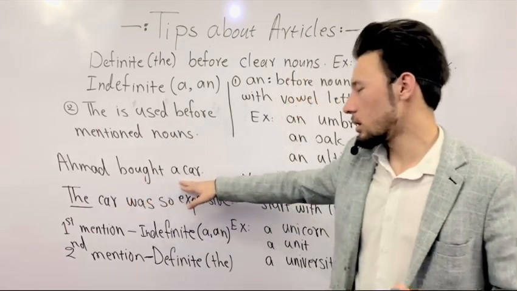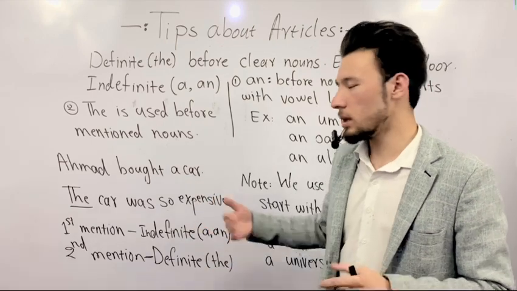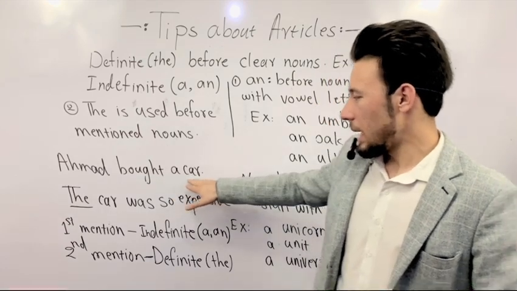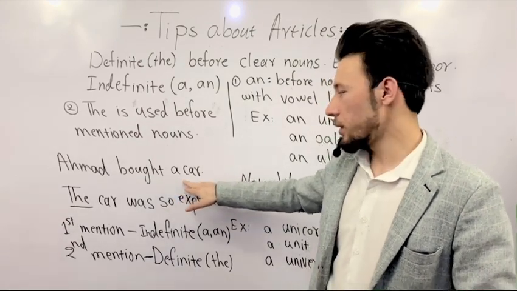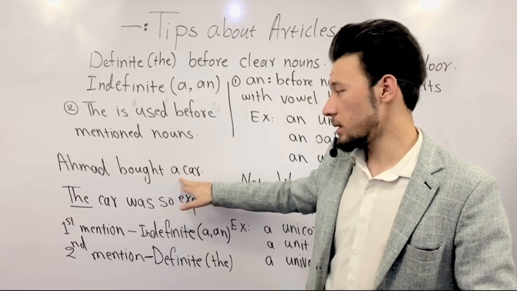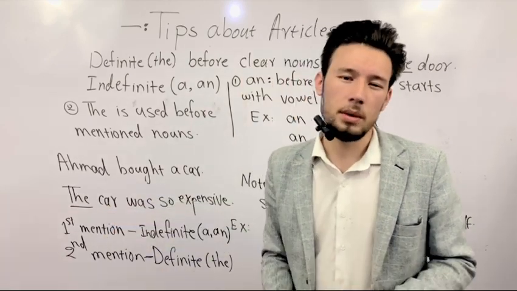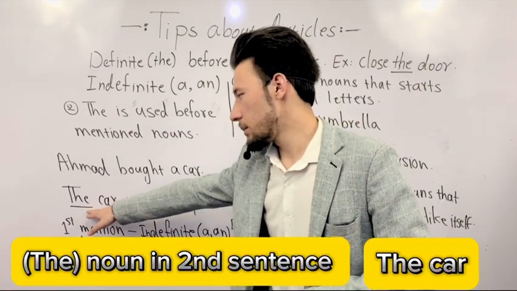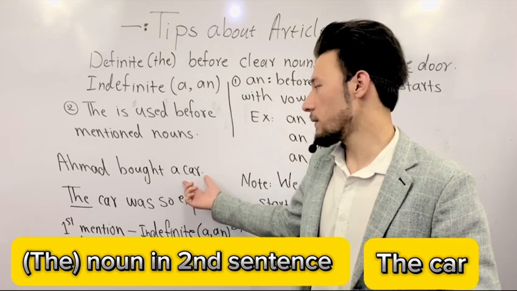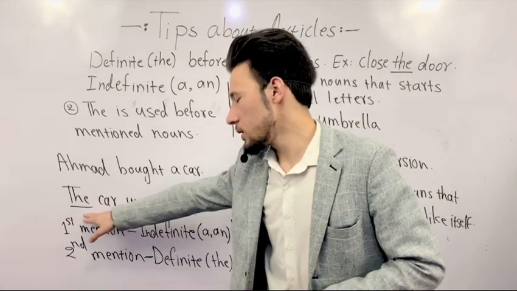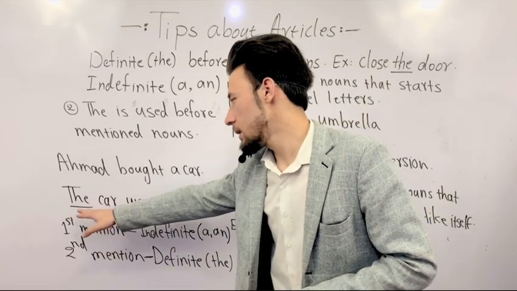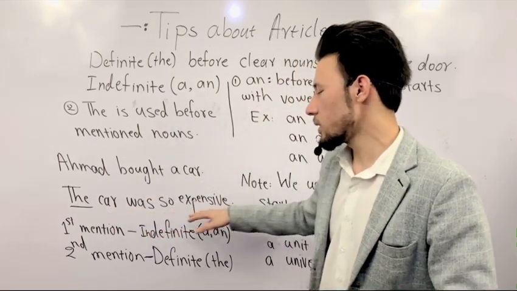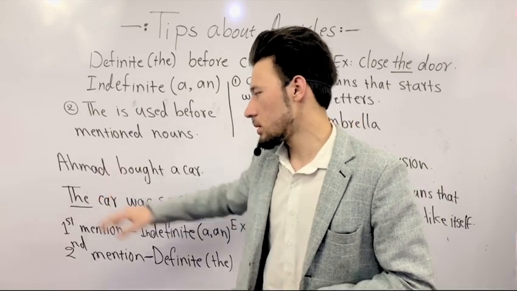For instance, Ahmad bought a car. Since the car is not definite or clear between the speaker and the listener, we use the indefinite article "a." This noun is introduced and clarified in the first sentence. So in the second sentence, we are not supposed to use the indefinite article. We have to use the definite article "the," because it's clarified and specified in the first sentence. The car was so expensive. Ahmad bought a car. The car was so expensive. Which car was expensive? The car that Ahmad bought.